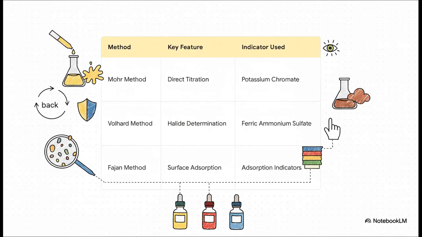And what's really cool is that chemists have this whole toolkit for different situations. You've got the Mohr method, which is your direct, straightforward approach. Then there's the Volhard method, which is a bit trickier. It uses a back titration technique, which is perfect when the main reaction is kind of slow. And then there's the Fajan method, which is just super clever. It uses these special indicators that physically stick to the surface of the precipitate to signal, hey, we're done here.